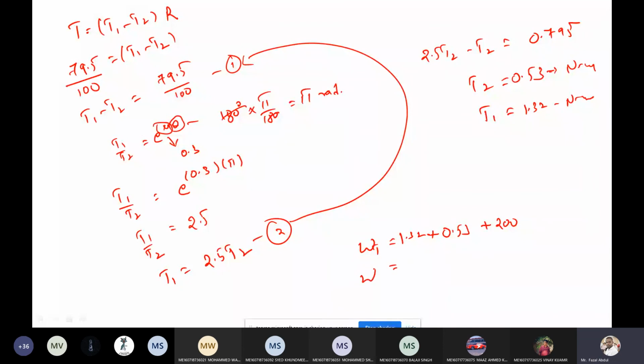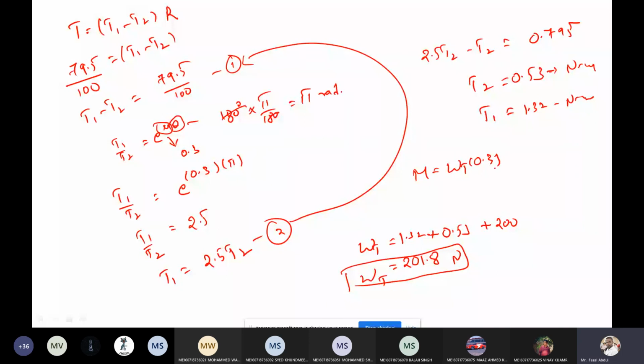So what is the total load? 200 plus 0.53 plus 1.32. Make it fast. 201.8 newtons. So WT we calculated. Why did we calculate it? To calculate the M value. M value is equal to WT into 0.3 meters.